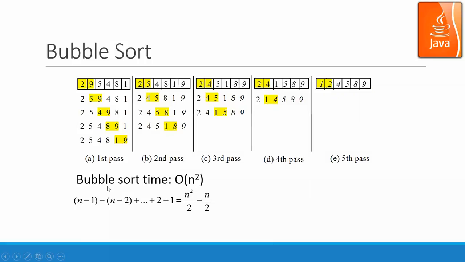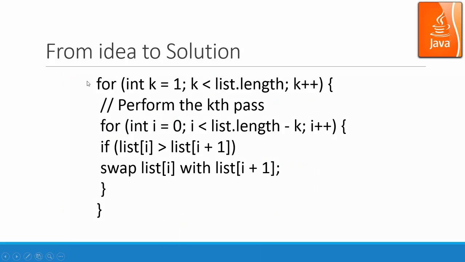So by doing this, the BubbleSort time is the order of n squared. The first pass, we need n-1 comparisons. The second pass, we need n-2 comparisons, and then n-3, and so on, and at the end 1 comparison. So we sum these up to get this formula. So that is an order of n squared algorithm.